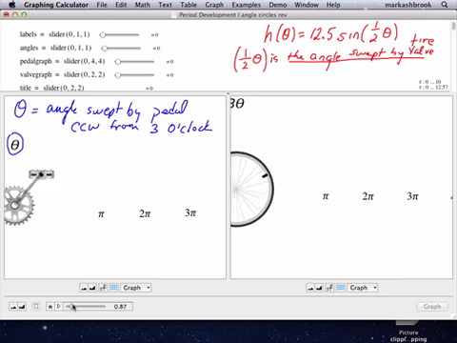So to get all the way around with the tire valve, is that going to take more or less than 2 pi of the pedal for the tire valve to make it all the way around? It's going to take more, right? So that period's going to be longer or shorter? Longer, right?